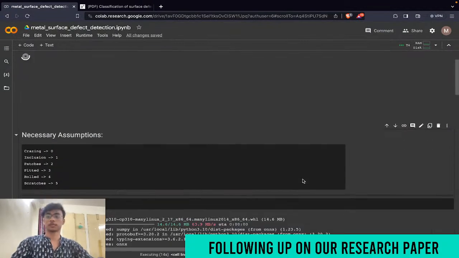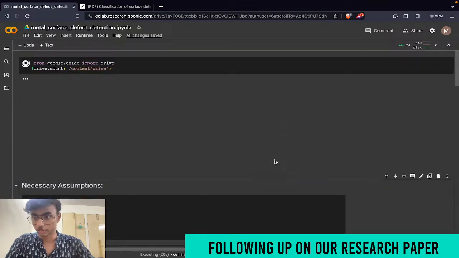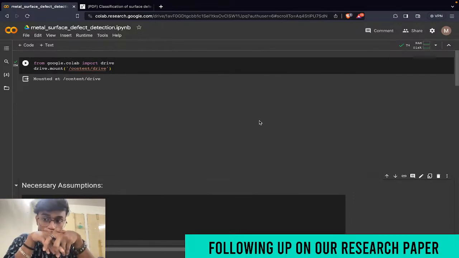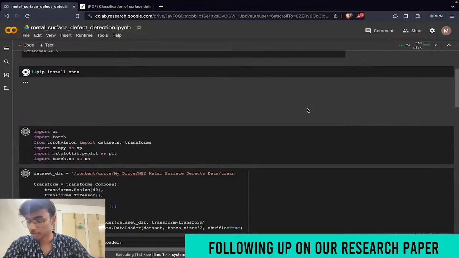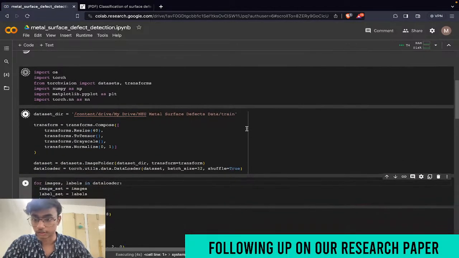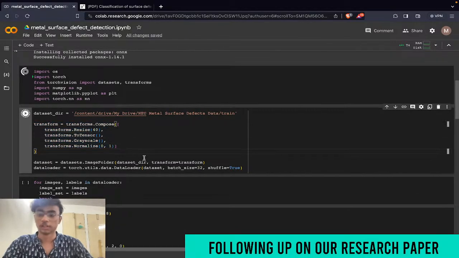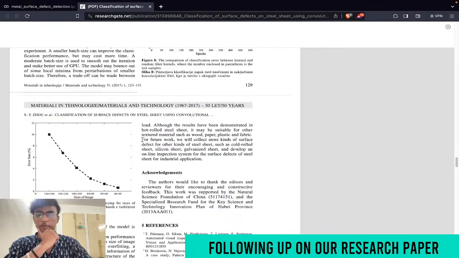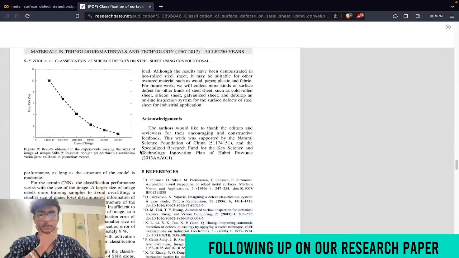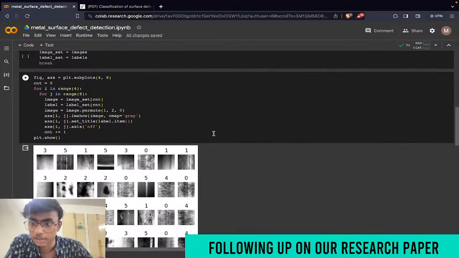Okay, so let's quickly go through these lines. We have already done this before, so we will not waste too much time. Drive has been mounted. These were the assumptions: you have to pip install ONNX. Now we are just importing the data set. These are the various transformations we are applying to it. We also have to look into the data augmentation and the hyperparameters basically, what hyperparameters they have used in their paper so that we can use the same hyperparameters for our test case. Let's make a list of hyperparameters there.